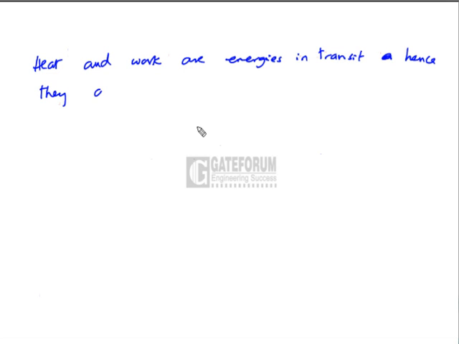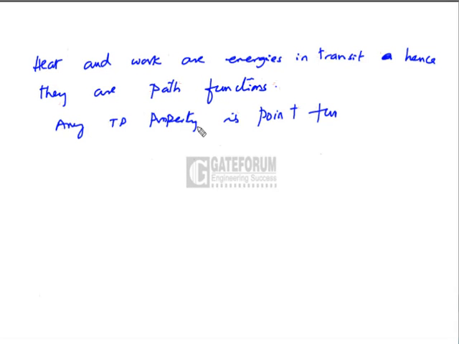Heat and work are energies in transit, hence they are path functions. Any thermodynamic property is a point function, whereas heat and work are path functions.